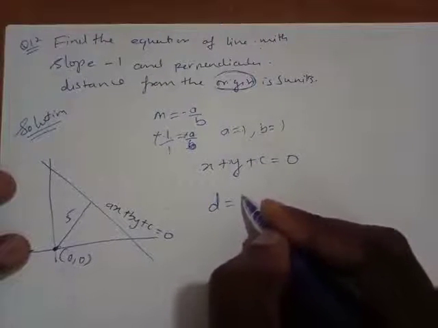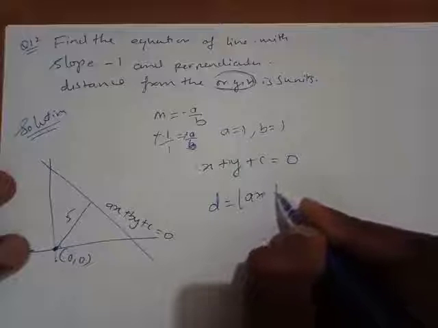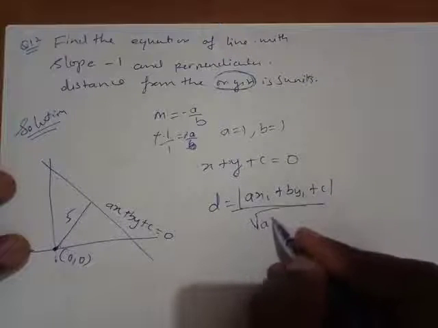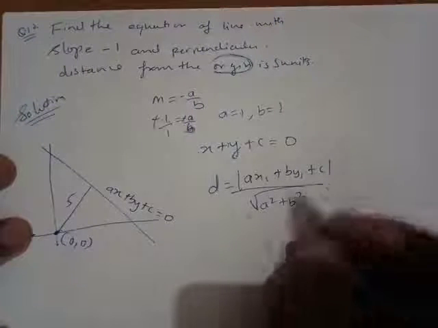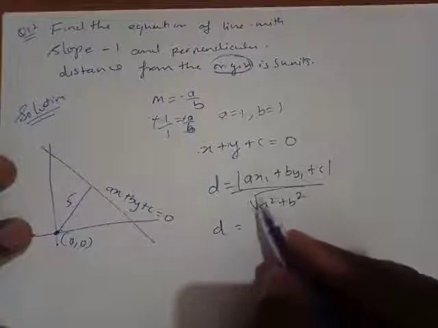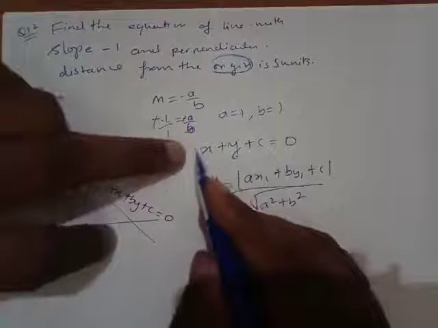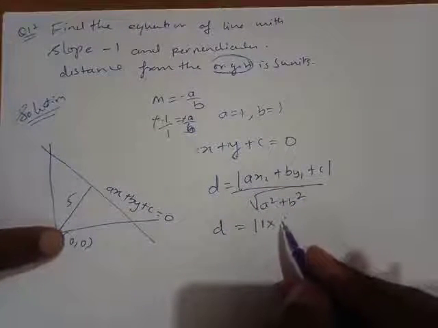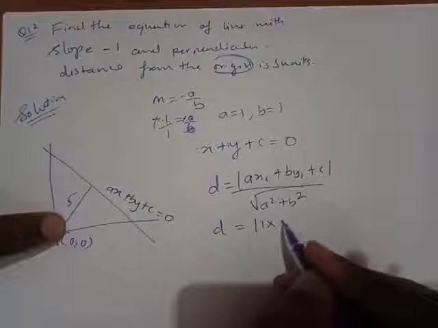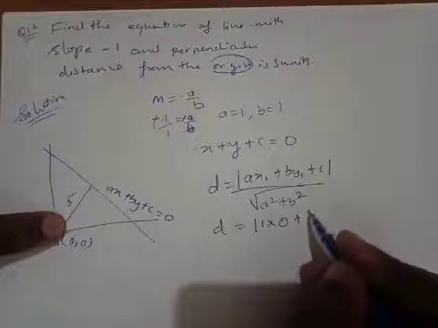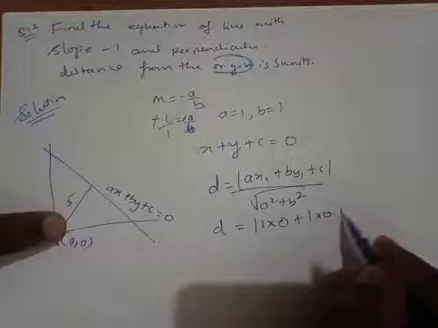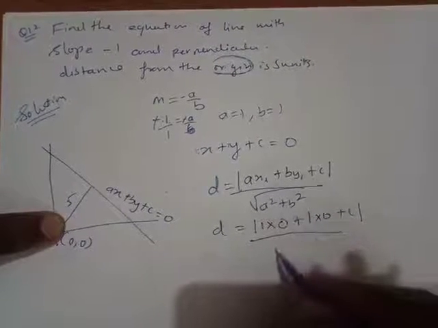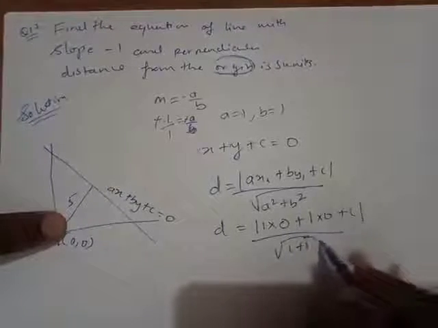The distance formula says ax1 plus by1 plus c over root of a squared plus b squared. Right, this is what the distance formula says. D is equal to, what is a over here? A is 1 into what is x1? 0. Can you see this one? 0 plus b is 1 into y1 is also 0 plus c, I don't know what c is. And what is a squared plus b squared? 1 squared and 1 squared, that is going to be root 2.